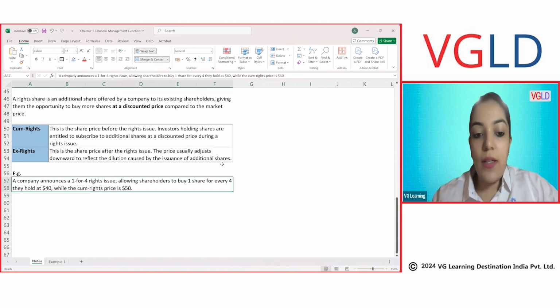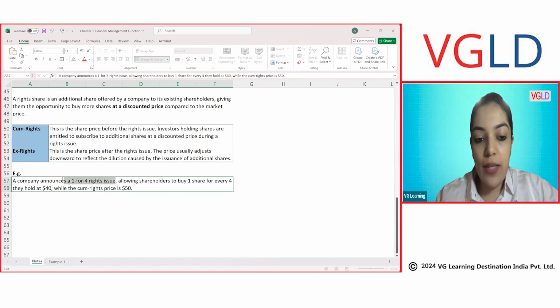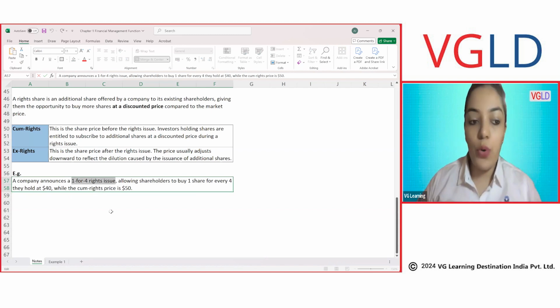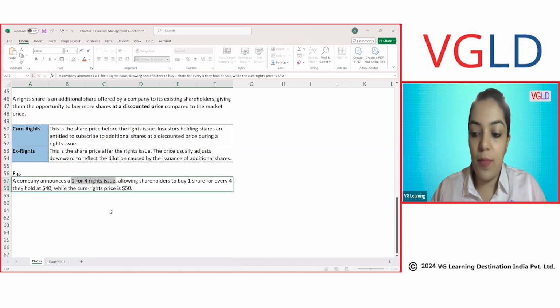A company announces a 1-for-4 rights issue. Can anyone tell me what this means? 1-for-4 rights issue. What does it mean? Think. Don't read any further. Just answer my question first.